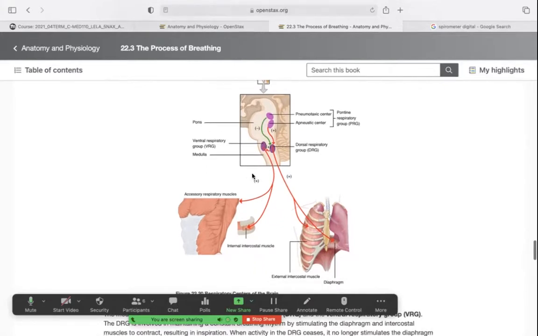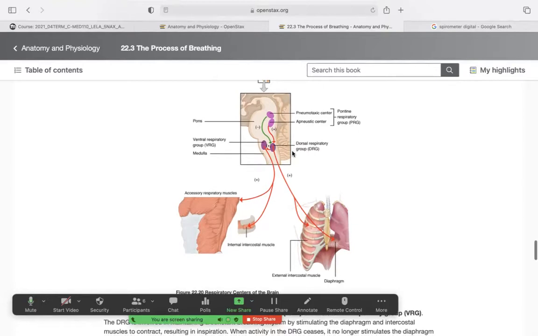So if we look at this, you have your VRG and your DRG and what they call the PRG. So what are these things? PRG is the pontine respiratory group, of course, located where? In your pons. And you have the pneumotaxic center, which is a negative response, so it'll slow down your breathing. And then you have your apneustic center, which, as you can see here, will increase your breathing.